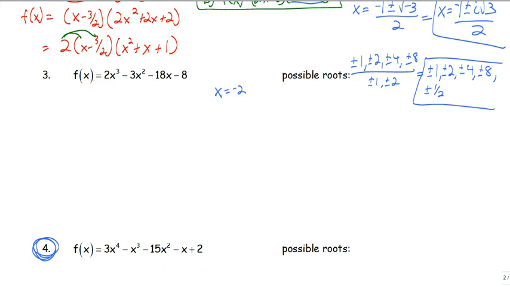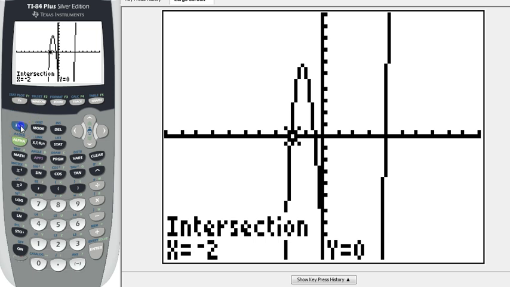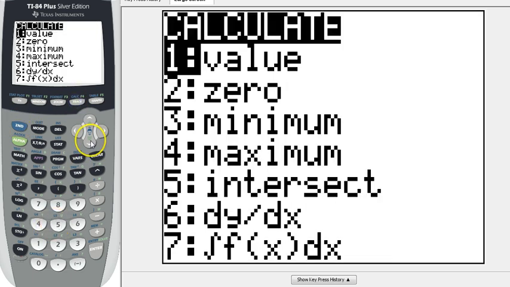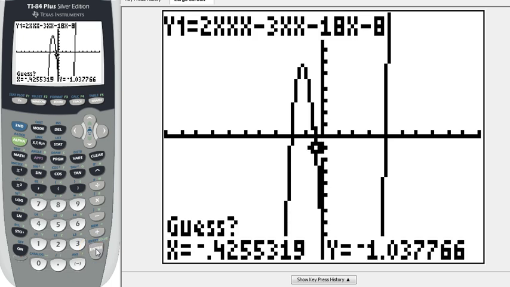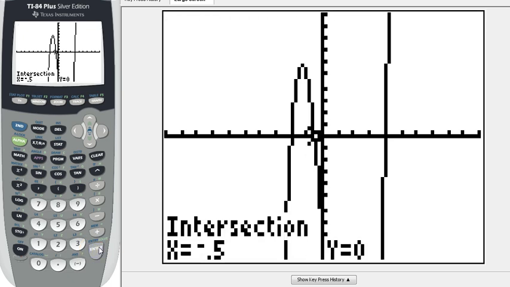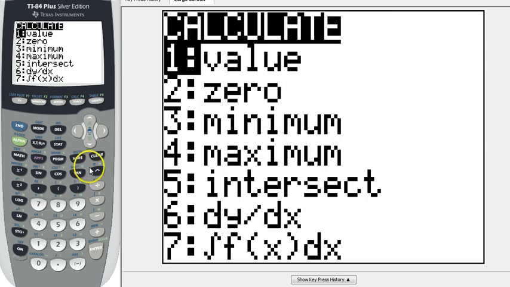Let's go back to the calculator. And now I'm going to do second trace 5 again. And I'm going to hit down just to get onto the y equal line and go over to the other point. You get -1/2, 0. So that's a nice one too. I'm going to get the third one before I write that down just because I want to have all 3.